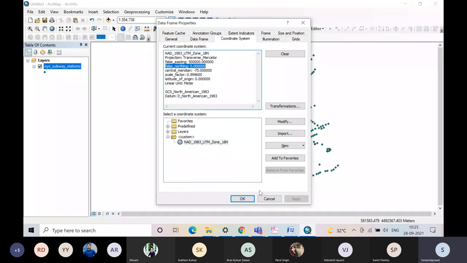What is the UTM zone for New Delhi? Because it is a capital city. What is the UTM zone of New Delhi? 43. Sure, 43. Can anyone else also confirm this answer, 43? North. Okay, so it will be 43 north.